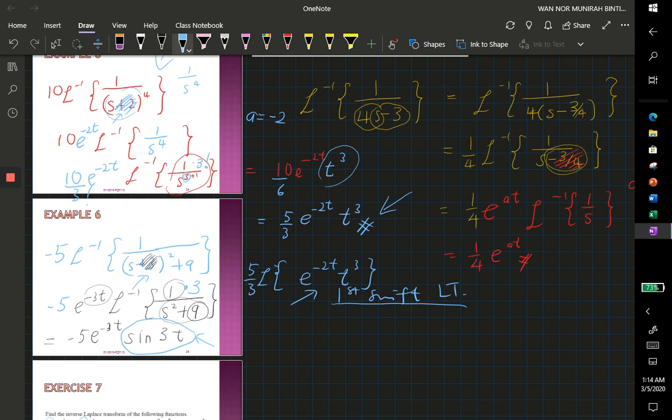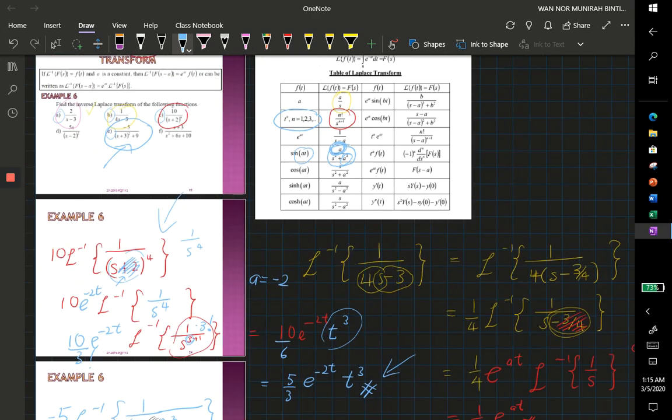You create the 3, but this 3 does not exist. So you multiply the function by 3, and you need to divide it by 3. So the solution is negative 5 over 3 e^(-3t) sin 3t. Okay, you can take the Laplace transform of this function by using the first shift property. Then you will get the question back. Okay, so I think that is enough for the simple function.